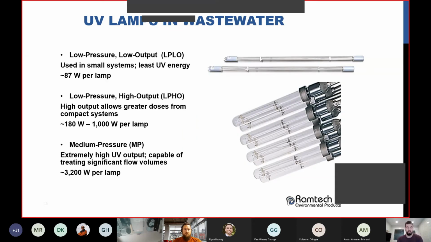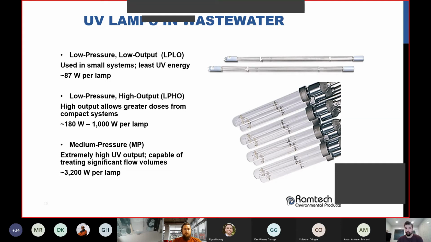What is the core of any UV wastewater treatment or water treatment system? It is the lamps. The lamps are what output the energy, and the goal is to put out as much energy as we possibly can at 254 nanometers. There are three main types of lamps used in wastewater right now. Low pressure, low output was developed in the early 90s. Very small systems, low amounts of energy, about 87 watts per lamp. They are light bulbs, but they are outputting at that 254 nanometers.